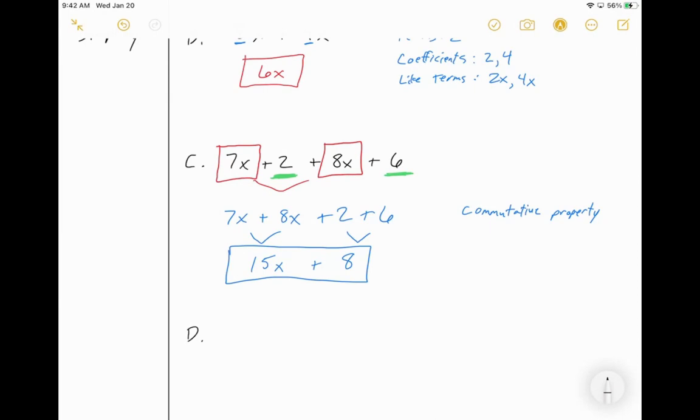All right. How about this? Negative 3y plus 8 plus 5y plus 1. All right. Can you simplify this, please? Simplify it and go ahead and put it in the chat.